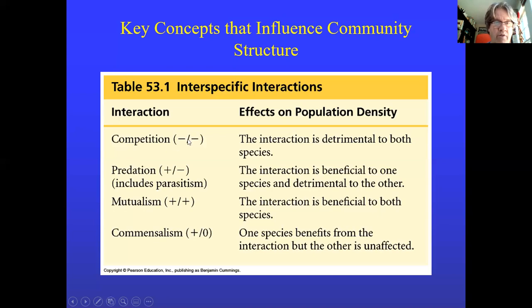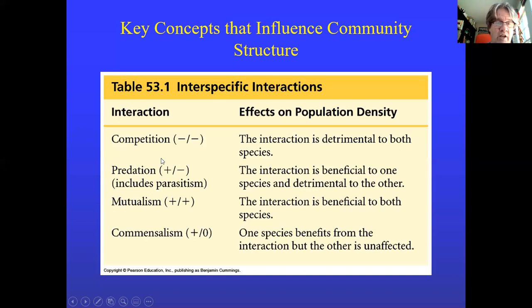So here's how we quantify these. Competition would be negative, right? If you're competing with someone else, it's basically negative for you and negative for the other until one of you wins, or beats out the other one, or the other one dies. So competition tends to be negative. It's detrimental to both species. If we're talking about the species level, the numbers of individuals of that species in the community will be kept low as a result of competition, because of lack of access to resources.